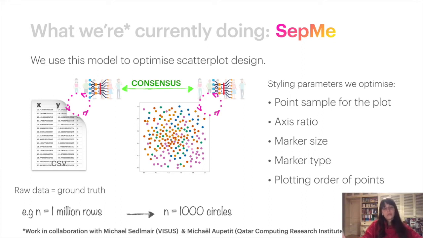So the sample points used for the plot. So even if you don't sample, if you have overplotting, only some points will be visible to the users, and the model estimate should just be on the visible points. Then you have things like axis ratio, marker size, marker type, plotting order of points, things like that.